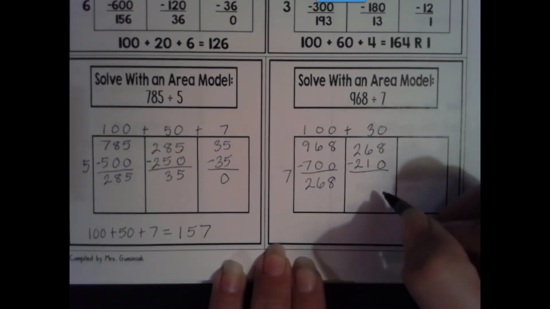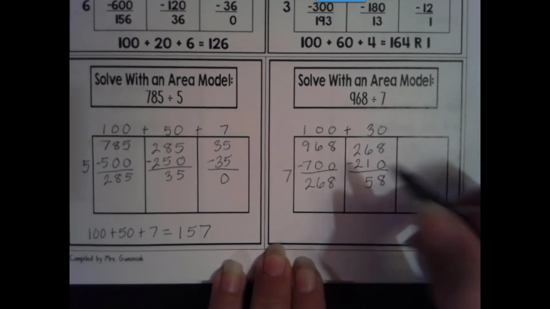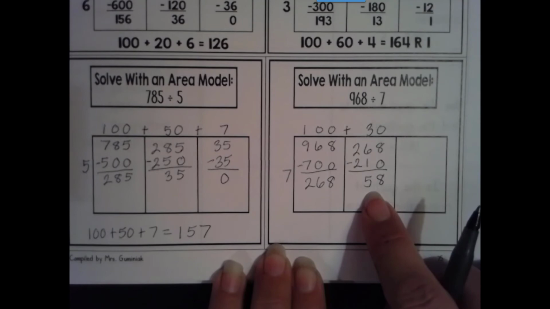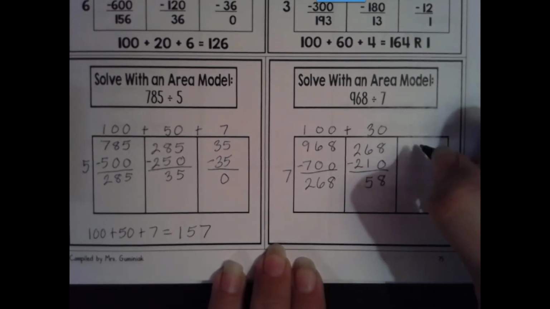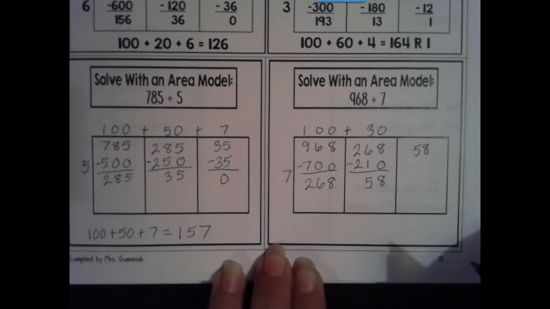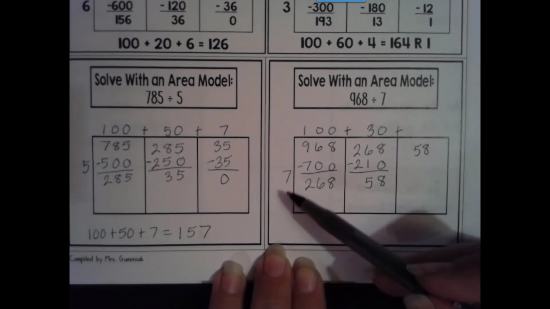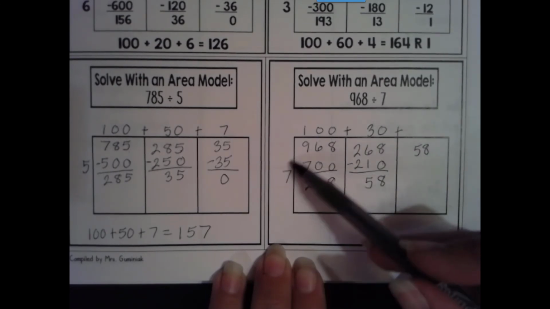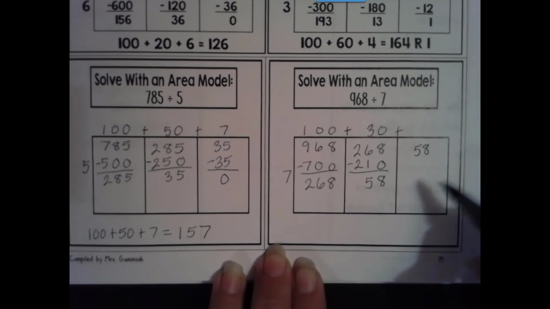More on top, no need to stop. Numbers the same, zeros the game. I get 58. I'm going to bring that over here because I can take groups of 7 out of it. And then I could do 2 times 7, I could do 5 times 7, anything that I can multiply by, and then I just keep going till I can't take any groups of 7 out anymore.